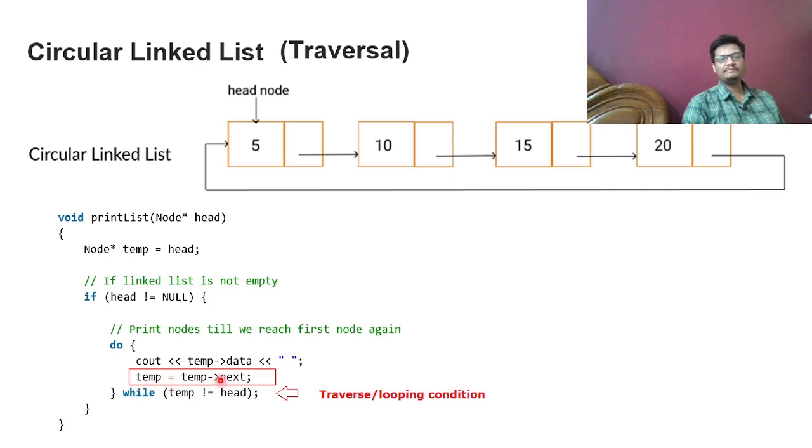Now we are moving temp equal to temp next. So now temp next is referring to the start node, right? That means this node and this node are the same now, and the condition is false now, because temp and head both are holding the same address now. So that's the reason the condition is false and we are going out of the loop.